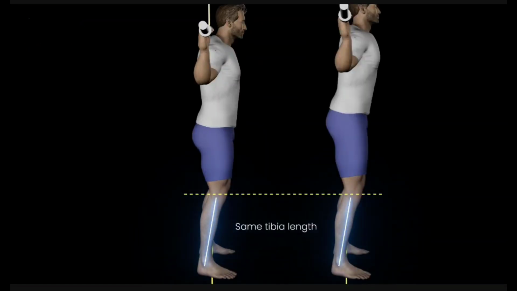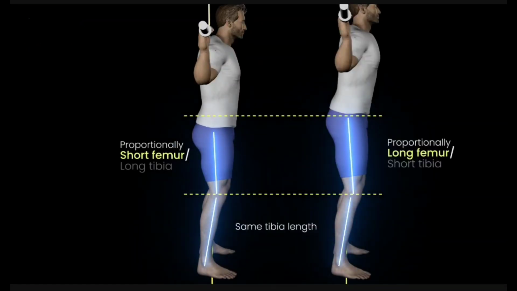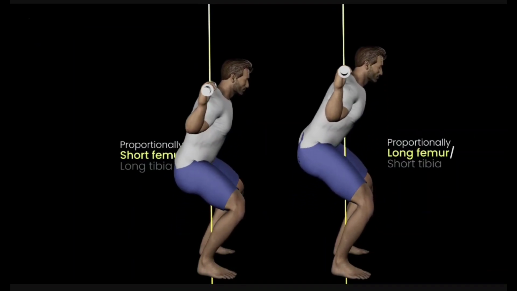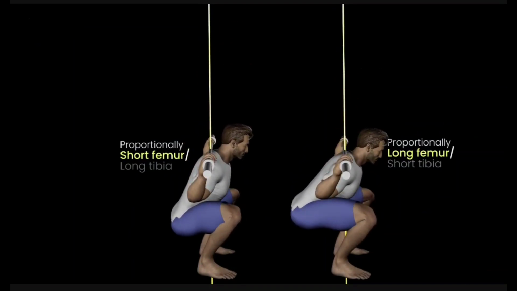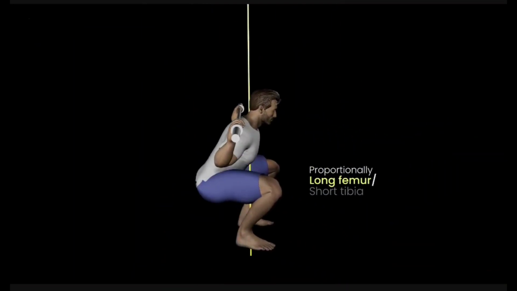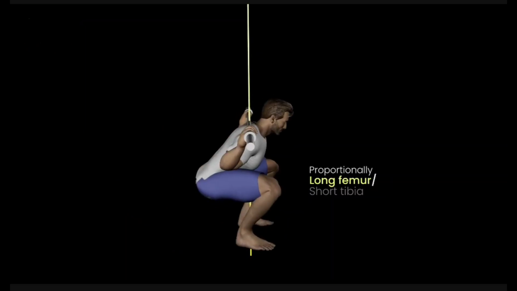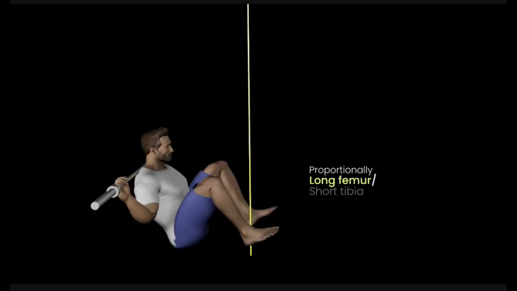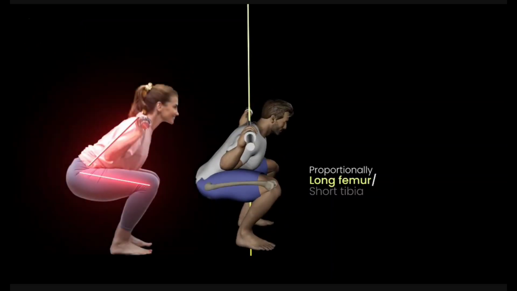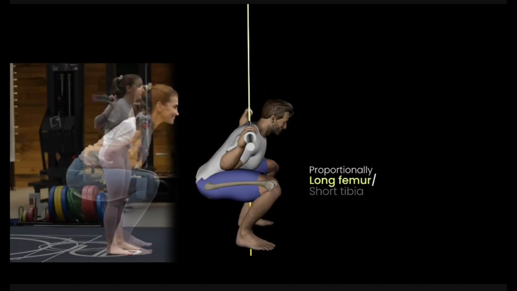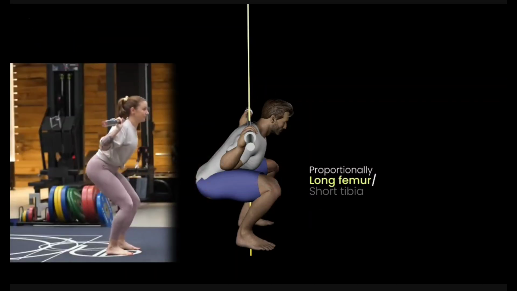For example, these two exercisers have the same length of tibia and torso, but one has a longer thigh. Notice the difference in the angle created between the thigh and the torso. In this case, any attempt to lift the torso will cause the trainee to fall backward. On the left, we can see an exerciser with a proportionally long femur compared to a short tibia and short torso.